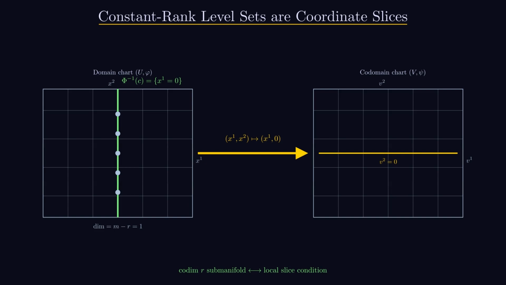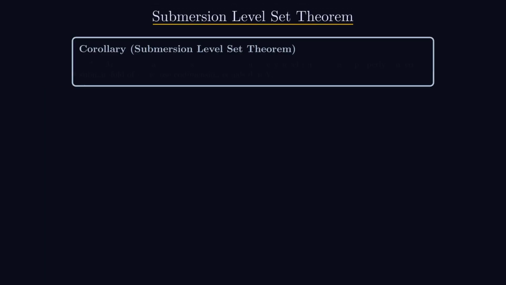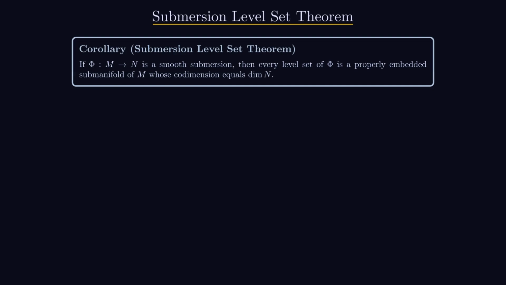Properness was checked on the previous slide. When the constant rank hypothesis is strengthened to full surjectivity of the differential, that is, when phi is a smooth submersion, the constant rank level set theorem specializes to a particularly clean statement. A submersion has constant rank equal to the dimension of N by definition. The level sets are therefore properly embedded submanifolds of codimension equal to the dimension of N, and their dimension is the dimension of M minus the dimension of N.